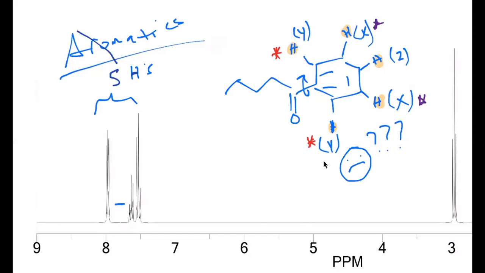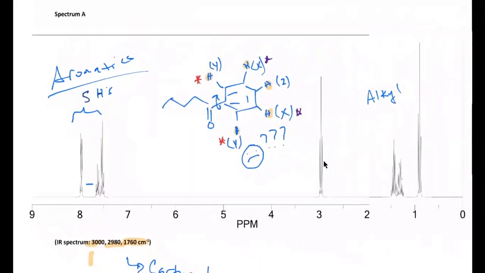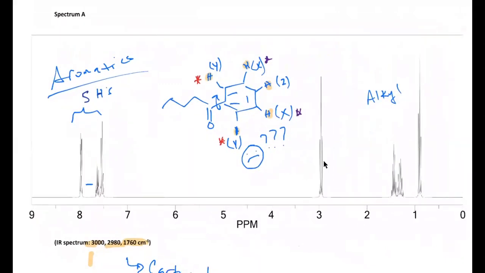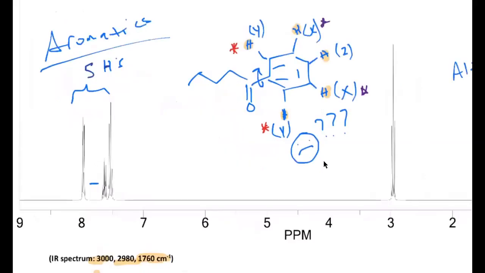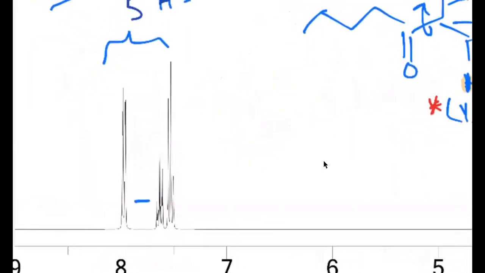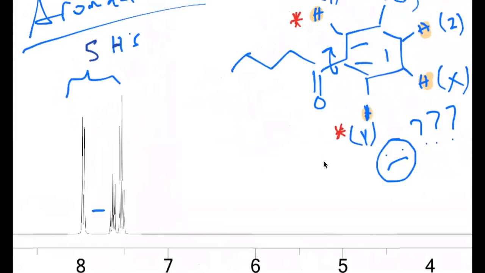Did that answer your question, by the way? Yeah, sort of. You don't sound real confident about that. So what's the confusing part? Is it the splitting patterns or is it the number of signals that's confusing you? I think it's the splitting patterns. Sometimes it'll be splitting patterns for two different types of groups, but they're so close together.